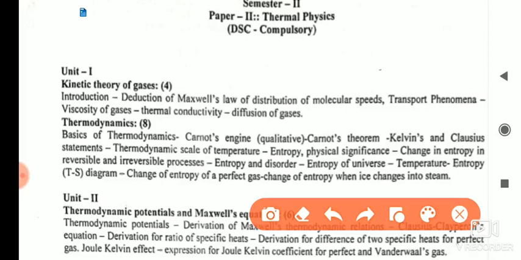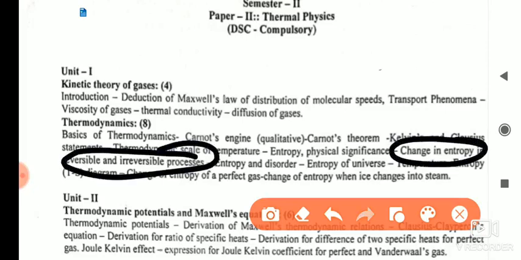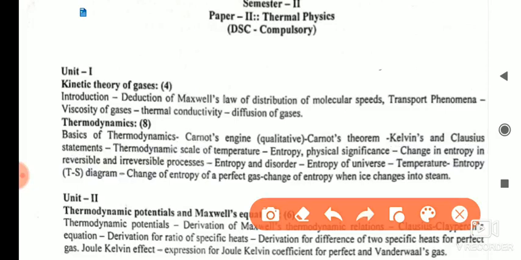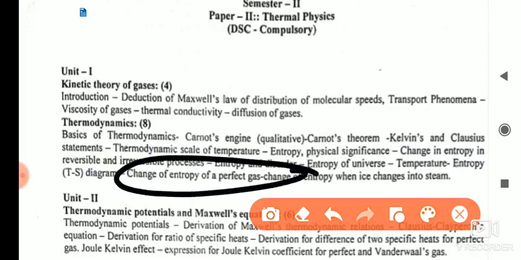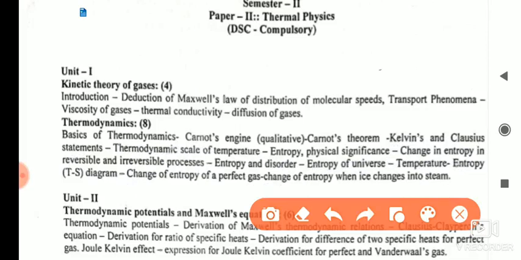The important long answers are what? He may ask the TS diagram, the temperature-entropy diagram, already a previously asked question. For long answers he may ask two or three questions in one: change in entropy in reversible and irreversible processes, combined with change of entropy for a perfect gas, or when ice changes into steam. Like that, he may ask multiple questions in one question. The most asked question is the TS diagram.